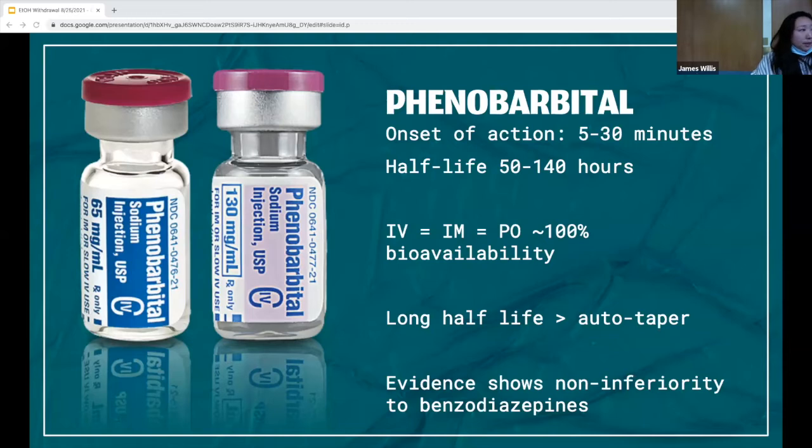One of the other positives of it is that because of its extremely long half-life, it will kind of auto-taper itself, meaning that over the first day or two of treatment, you can give medications and dose to reach a therapeutic level. And then after that, it'll taper on its own because of that long half-life.